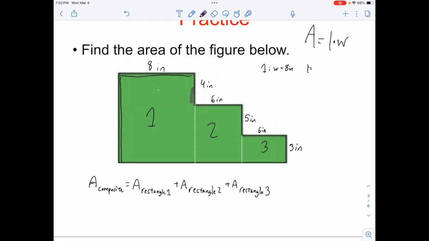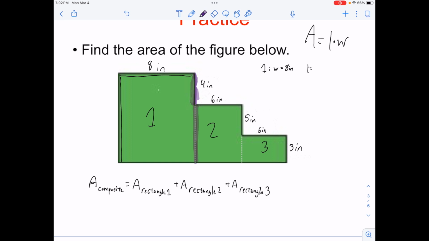Use this one. There we go. From here to here, this side right over here is 4 inches. And that's all we have, 4 inches. But I need the whole length. I need the whole measurement right over here. So I need to know what this part is.